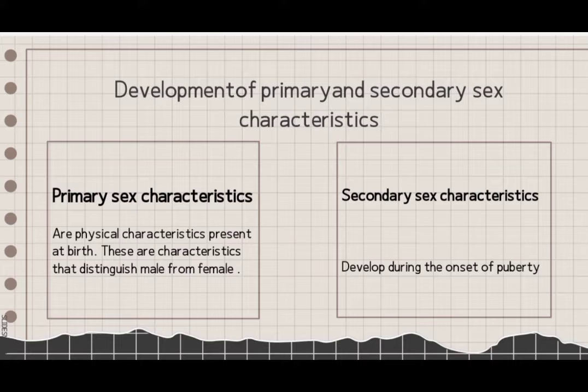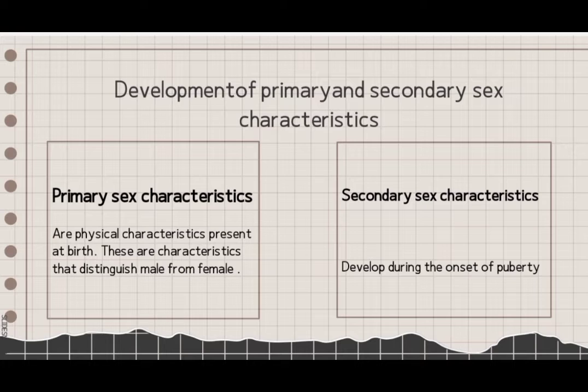The beginning of adolescence is marked by rapid physical changes, including the maturation of the reproductive system and the development of primary and secondary sex characteristics. Primary sex characteristics are physical characteristics present at birth. These are the characteristics that distinguish male from female. In females, these characteristics include the vagina, uterus, and ovaries. In males, the primary sex characteristics include the penis, testes or testicles, scrotum, and prostate gland.